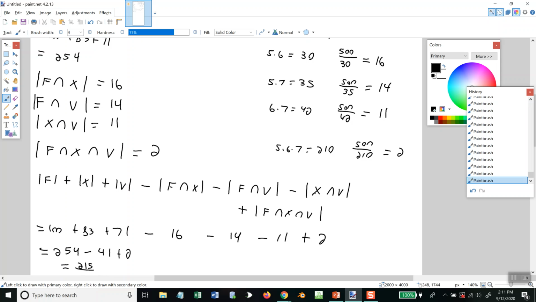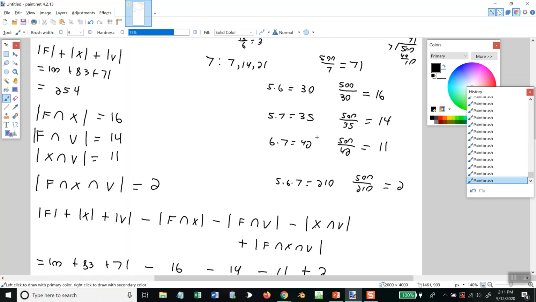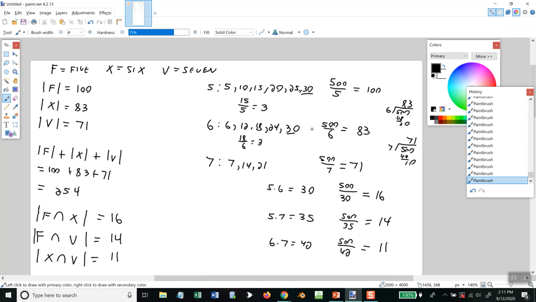Now, I will tell you, this has been a challenging problem for me. I was trying to go about it the hard way before I just thought about what multiples actually represent. Once I made the connection between the intersections, it was a little bit easier. Anyway, that's that problem.